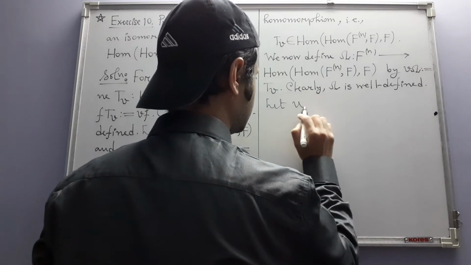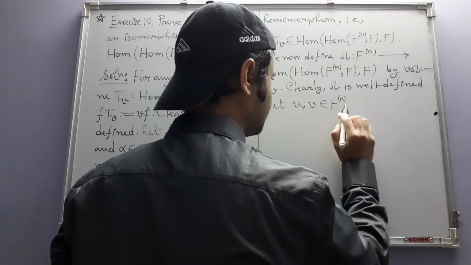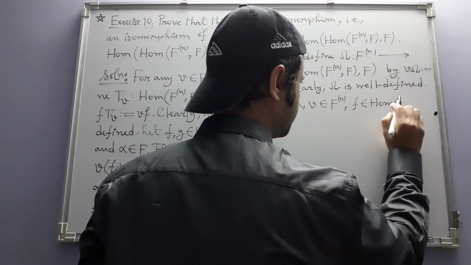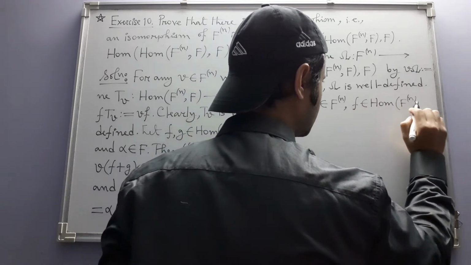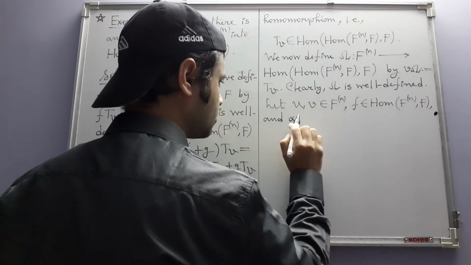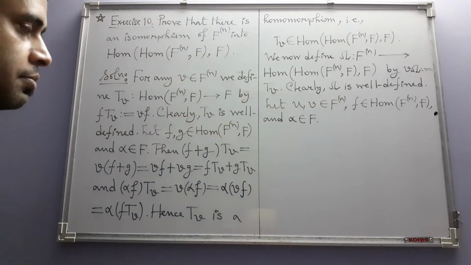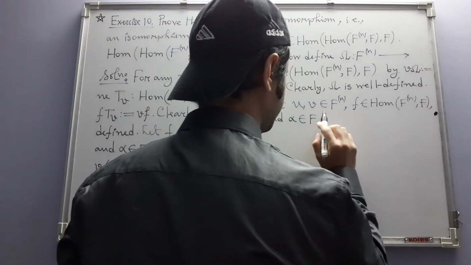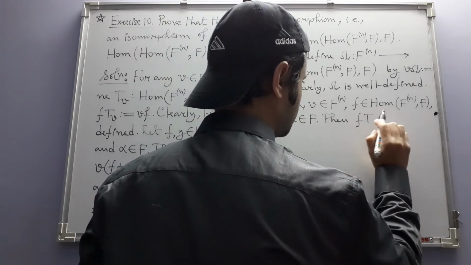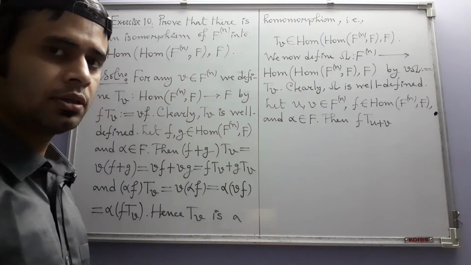Okay, so let u and v be two vectors in Fn, f be a vector in this space, and alpha be a scalar. Okay, then what is the effect of t(u plus v) on f?